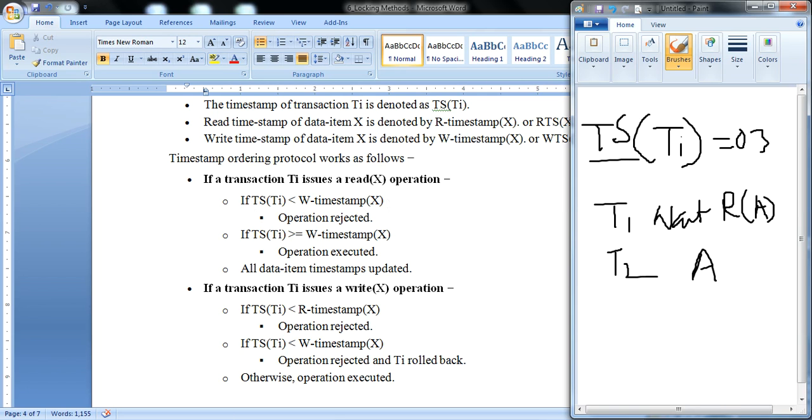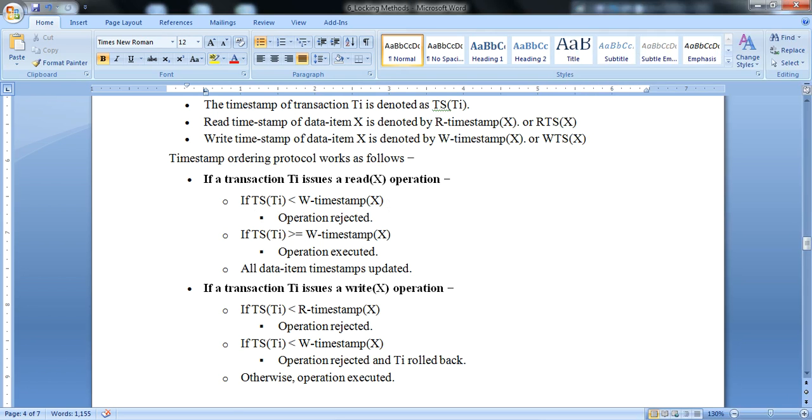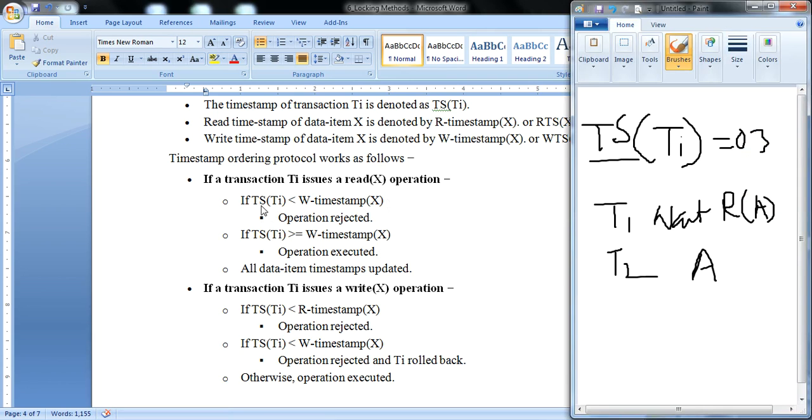Okay. Now this one is simply a situation: if the transaction timestamp is less than the write timestamp of the particular data value, then the particular transaction cannot read the value of that data item. The operation is rejected. Why is this needed? Because otherwise it may create inconsistency in a database.